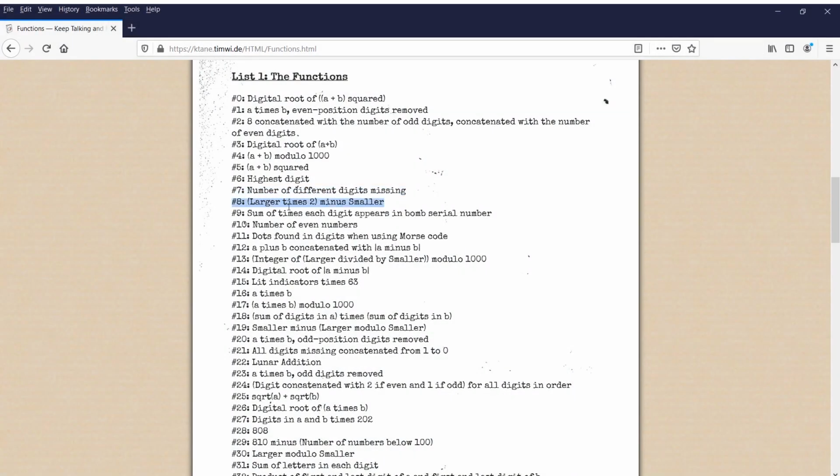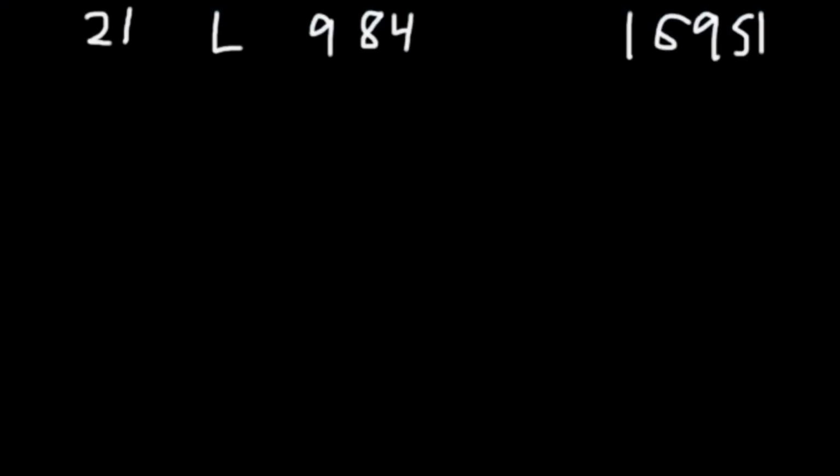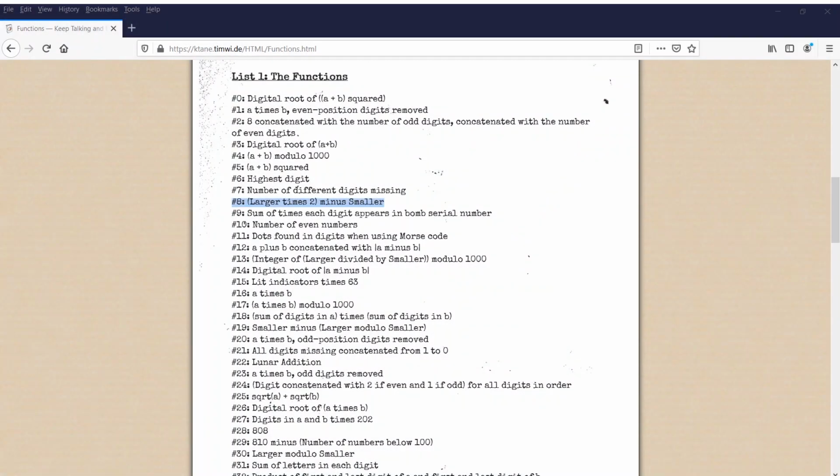Now we have larger times 2 minus smaller. Let's see. So 8, 4, 7, 8 times 2 is 1, 6, 9, 5, 6. And that minus 5 would be 1, 6, 9, 5, 1. And would you look at that, they equal each other. So we know that it is that function, the larger times 2 minus smaller.